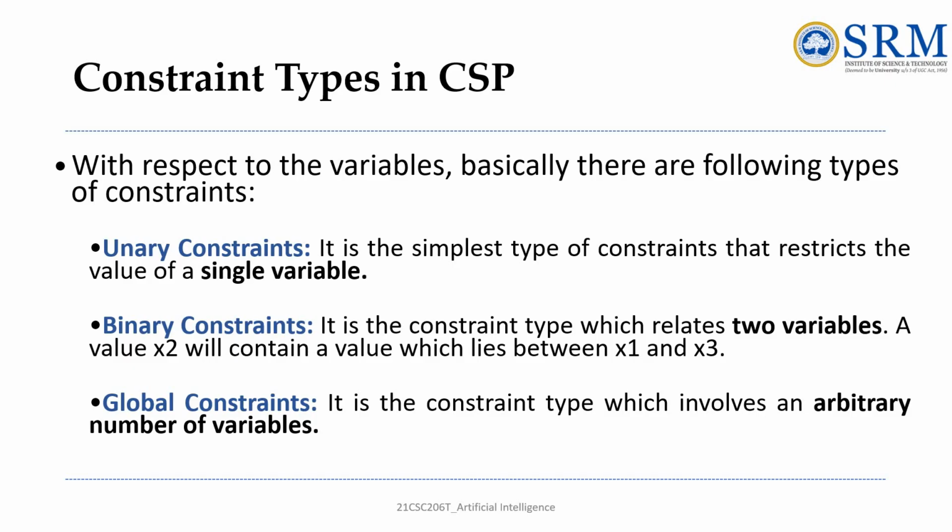And then global constraints, these involve more than two variables. For example, all variables must have different values. So this is common in puzzles like Sudoku or cryptarithmetic. We'll see that example. So understanding the nature of constraints helps in designing which algorithms to apply and how to represent them efficiently.